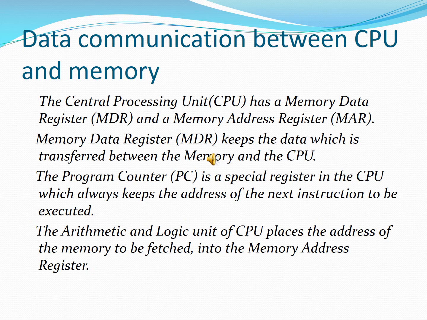We have a CPU. Inside the CPU, we have three units. What are the units? ALU, CU and register. ALU means arithmetic logic unit, and then the control unit and register. The central processing unit has a memory data register.